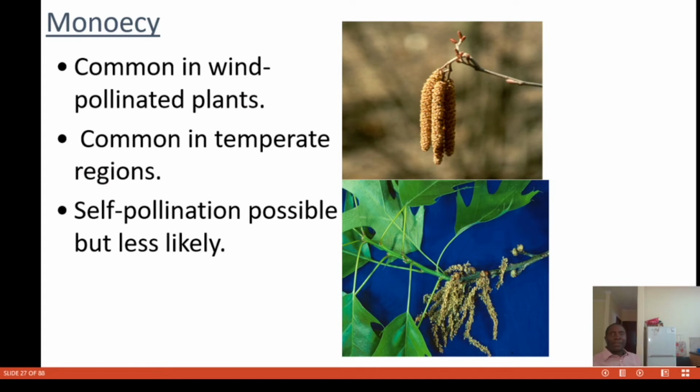So if we are looking at the monoecious condition, this is a very common condition in wind pollinated plants, like in maize. And this condition is very common in temperate regions. Sometimes you can get self-pollination being possible, but it's less likely.